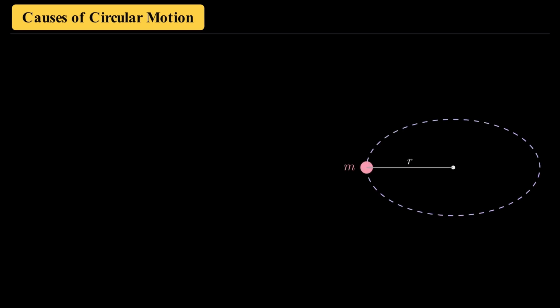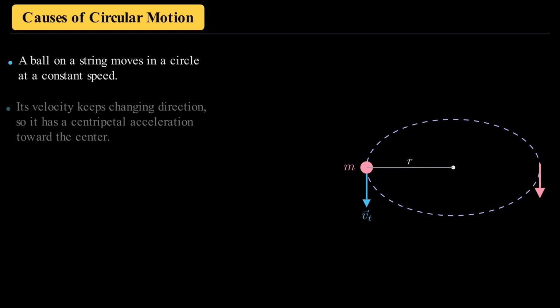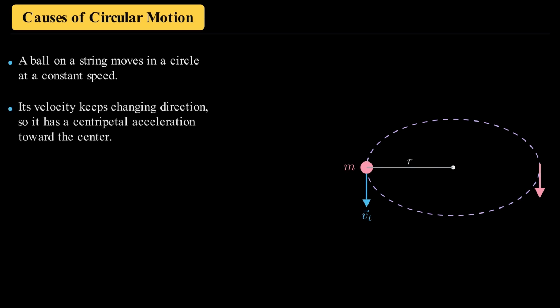Imagine a ball tied to a string and moving in a horizontal circular path at a constant speed. The ball has a tangential velocity which is directed along the tangent to the circular path. But remember, even though the ball's speed is constant, its velocity is continuously changing. Because of this change in direction, the ball experiences centripetal acceleration, which is directed toward the center of this circular path.